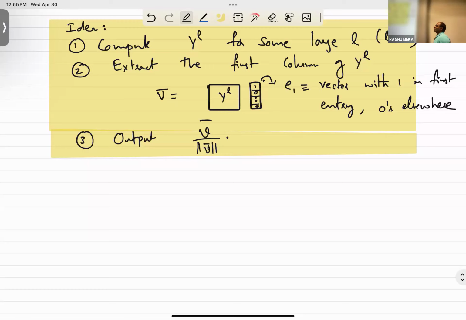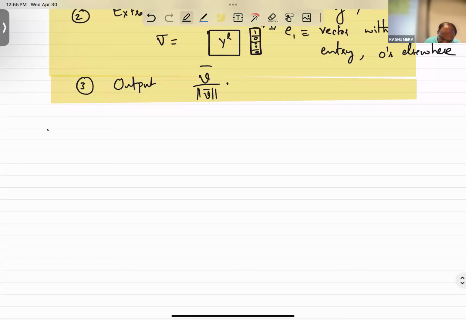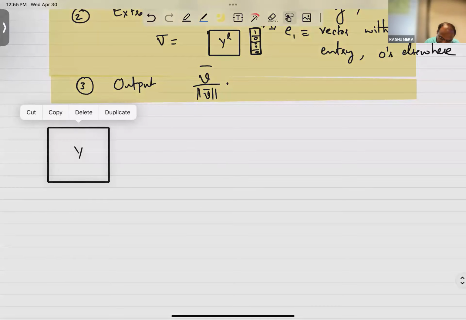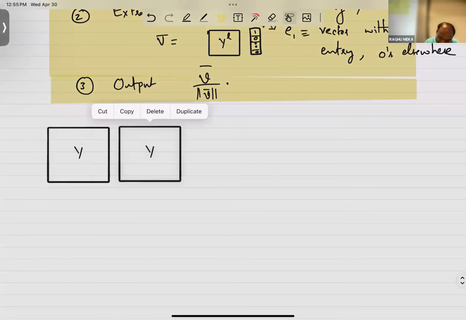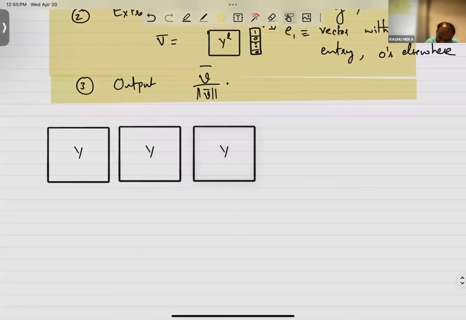We're basically done, but anytime you see something like this, you should think: is this the best way to implement this algorithm? We have a template, a pseudocode, but is this the best way? Well, what are we doing really? We computed the matrix Y, and then we're multiplying it with itself L times.